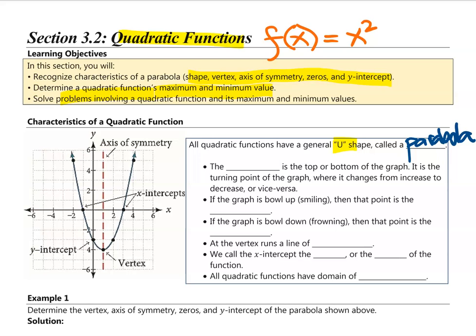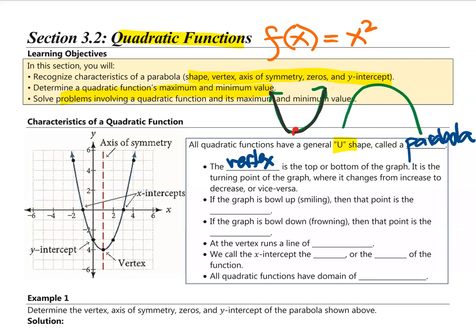And the vertex is the top or the bottom part of the graph. It is a turning point of the graph where it changes from increase to decrease. So let's say you have this U shape, a parabola, and this is the vertex, the bottom part of the graph, and it is a turning point where it changes from decrease to increase.